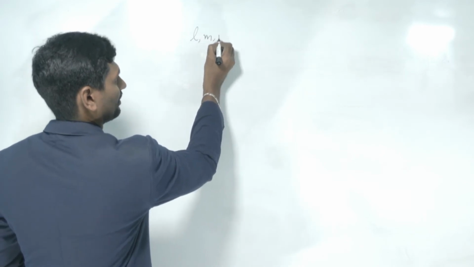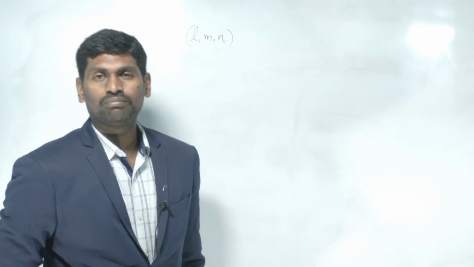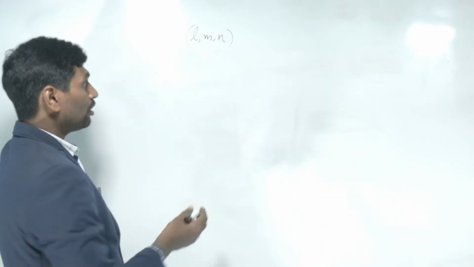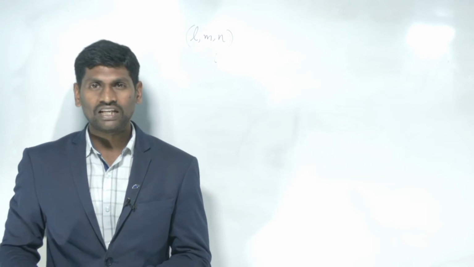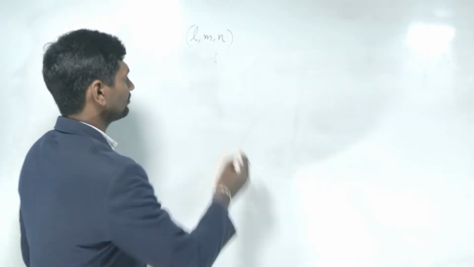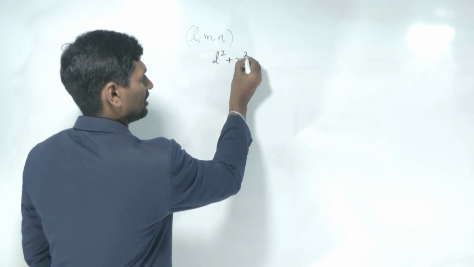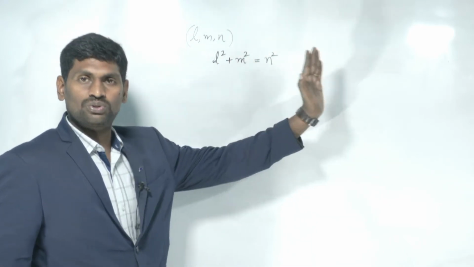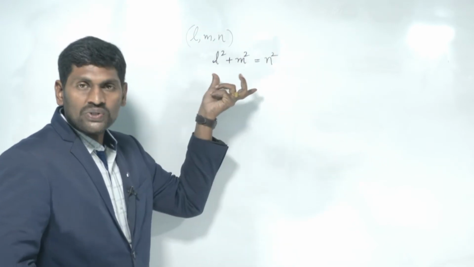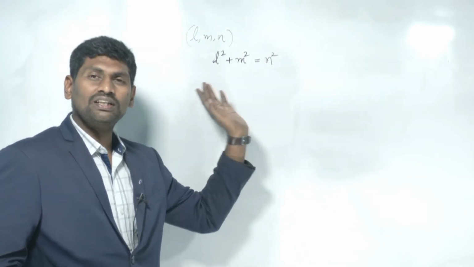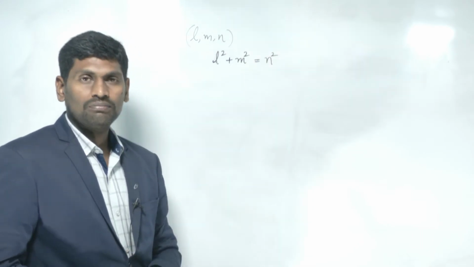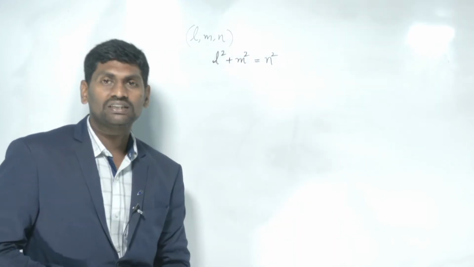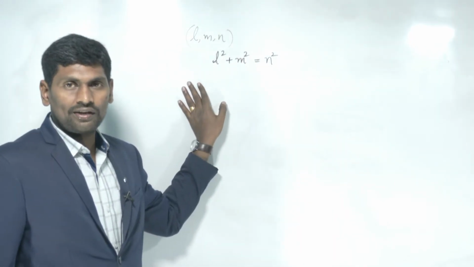Yeah, coming to Pythagorean triplet. If L, M, N, these 3 numbers are in the form of L square plus M square equals N square, that means the sum of the squares of the first 2 numbers equals the square of the third number, then these 3 numbers are called a Pythagorean triplet. Okay?